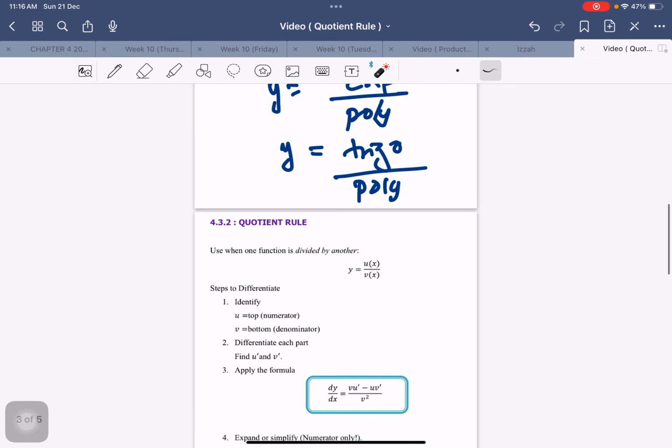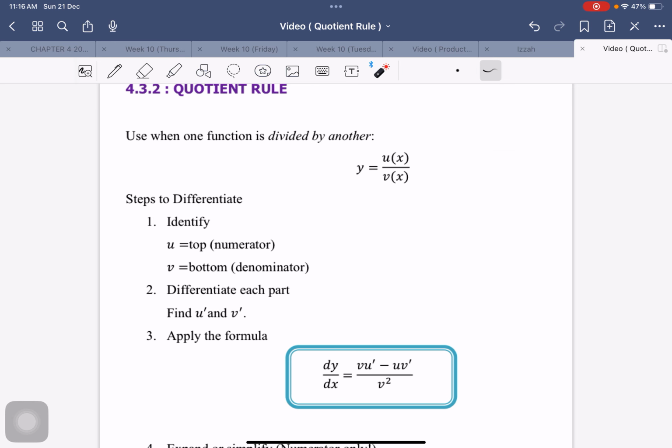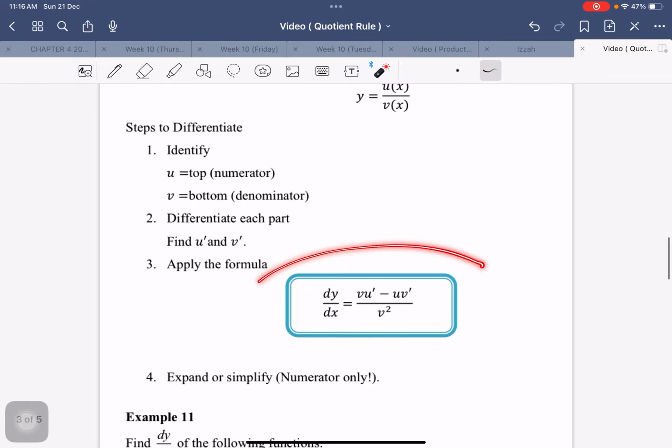Okay, so how to use this quotient rule? Kita kena identify u and v. The top one, ataupun kita kata the numerator, akan jadi u. The denominator, which is the bottom function, will be your v. The second step will be the same as in product rule, where we need to differentiate these functions correspondingly. And the third step is to apply the formula and expand or simplify.